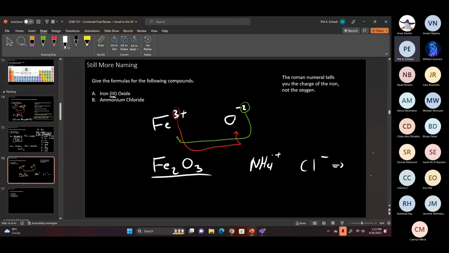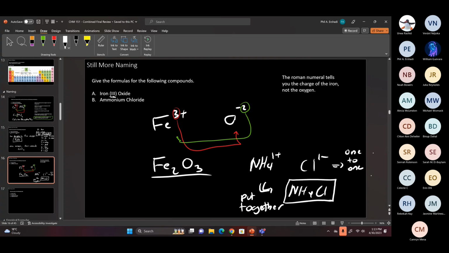So you might notice that you've got a 1 plus and a 1 minus. And if you have 1 to 1, just put them together. So we have NH4Cl. That is our answer for that.